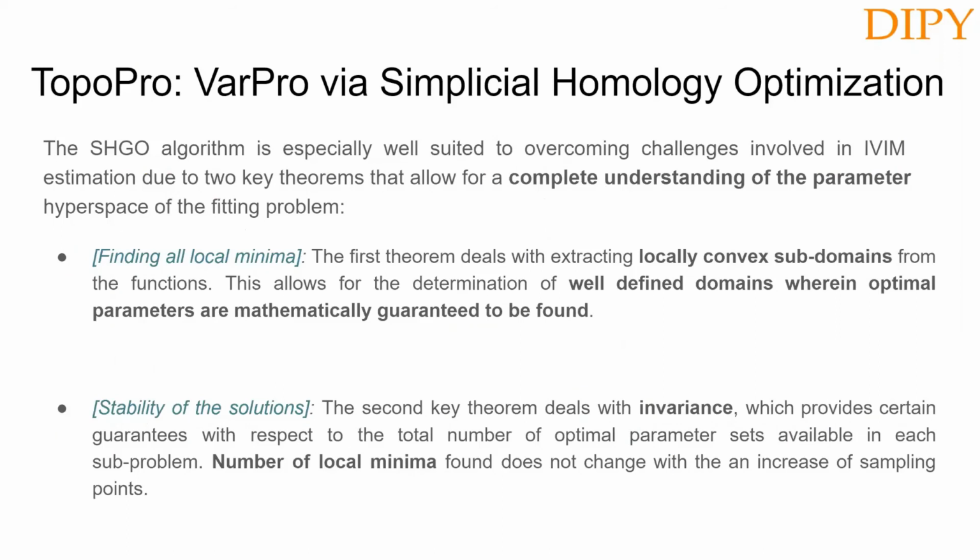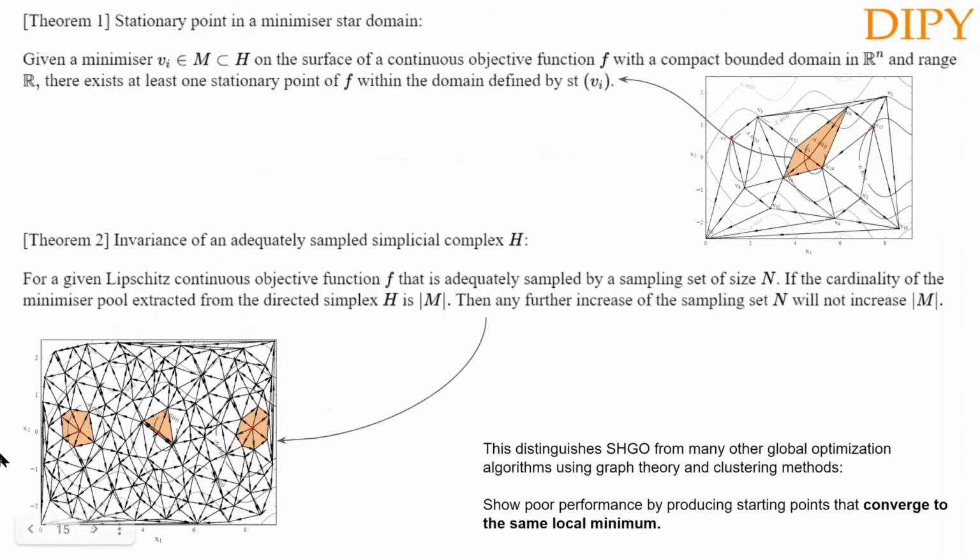So SHGO works via two key theorems. One is that it finds all local minima that I've shown in the previous slide. And second is that it will have stability. So basically, you won't get stochastic solutions every time when you run the algorithm. You will always converge in the same minimum. And these are the two theorems. I don't want to get into them right now, but if you're interested, you can pause the slide here and read them out. Essentially, one says that it is a guarantee on where the minima is.